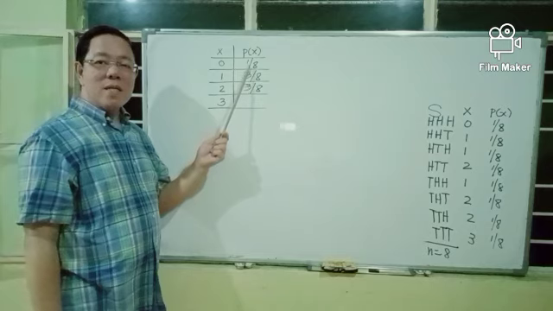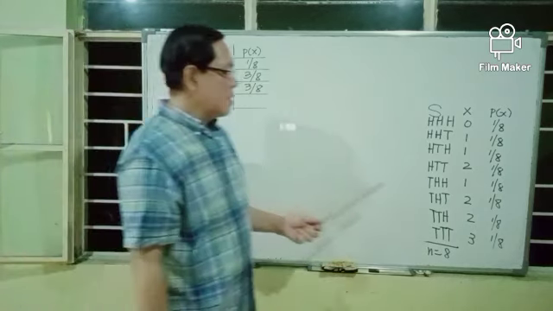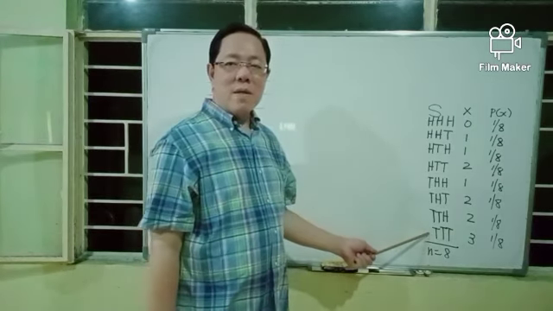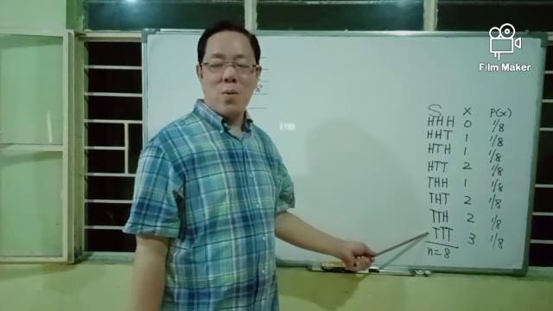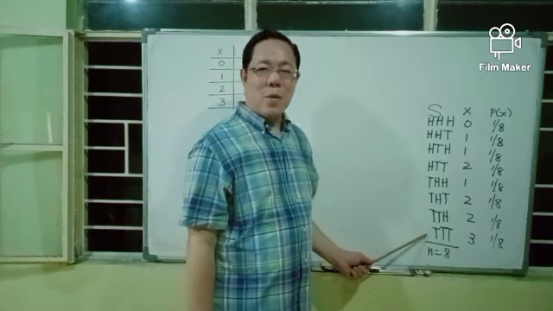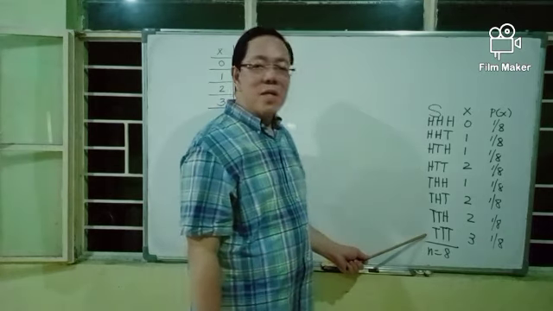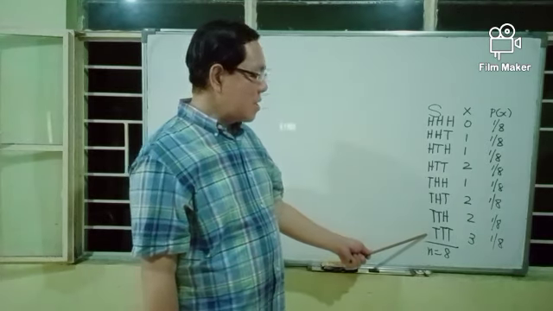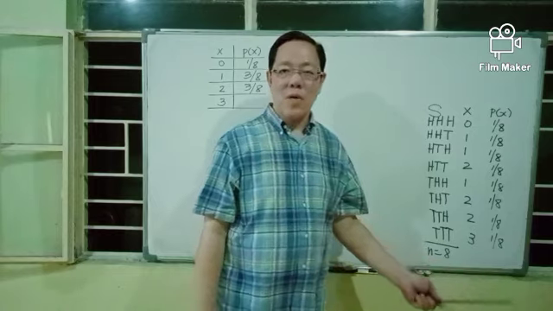And the probability that the value of the discrete random variable x is 3 is the probability of this event. The event that we get 3 tails can happen in only one way. That is, we get tails in the first, second, and third coins. And this event can happen in only one way. So the probability of getting this event of 3 tails in the 3 coins is 1 out of 8, or 1 over 8.